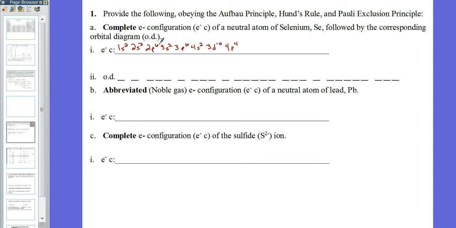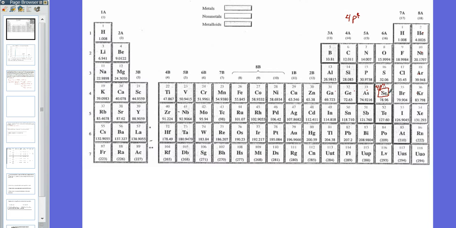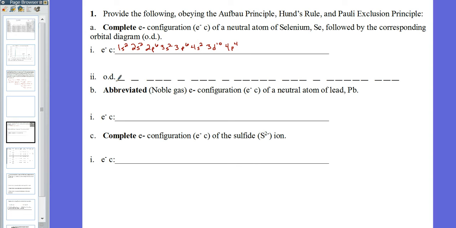And you should be able to add all of these numbers across the top here. 6 and 4 is 10, 20, 34. So this should be element number 34 if it's neutral: 34 electrons to go with 34 protons. So you look back over here, and I've already marked a little bit through there, but you can see that selenium is element number 34. So that part's good.